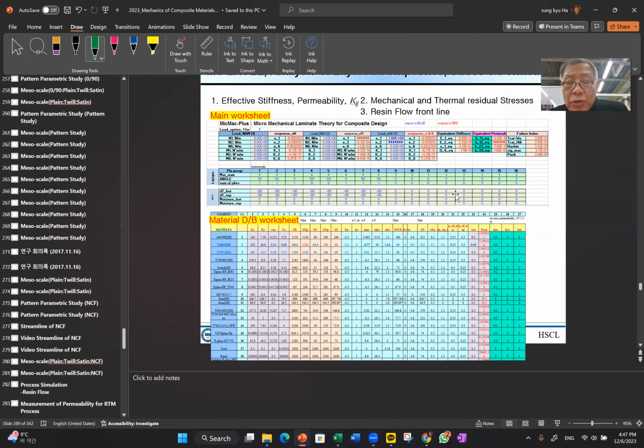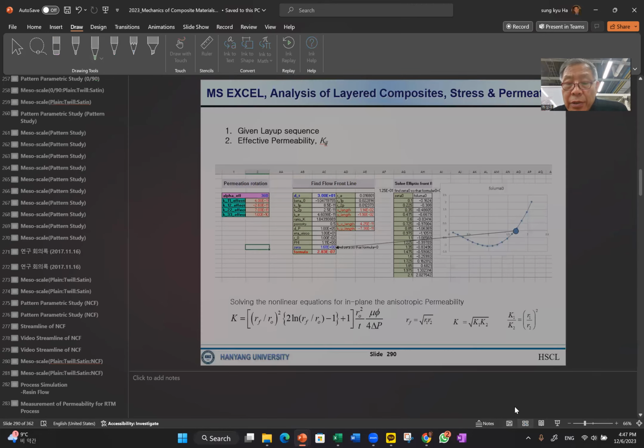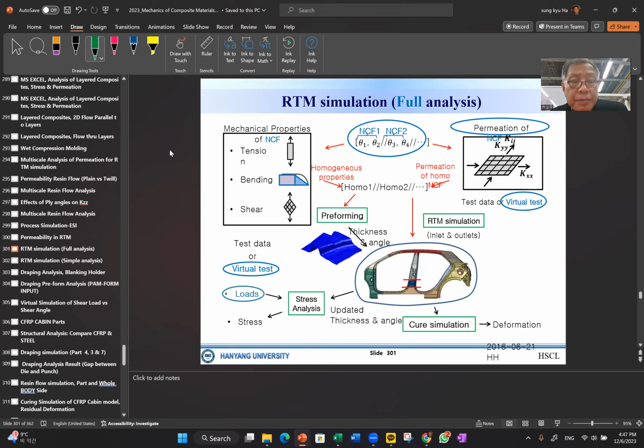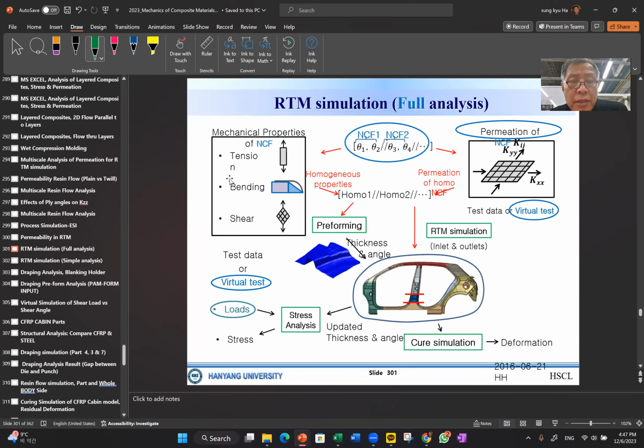The most important point I'd like to emphasize is, when we make the RTM process applied to an automotive part, RTM simulations. Okay.